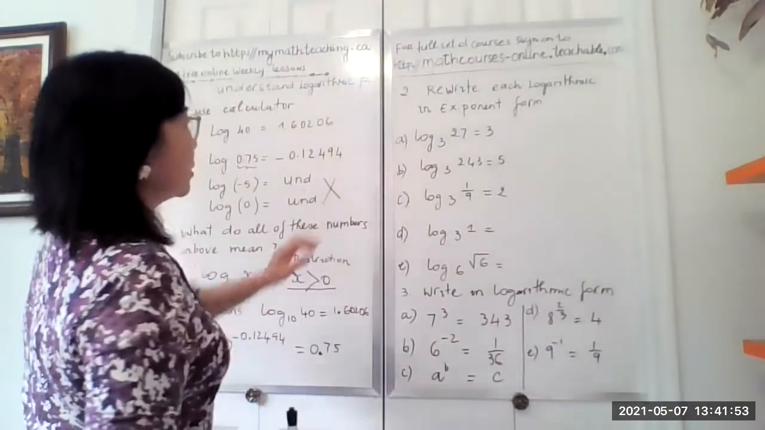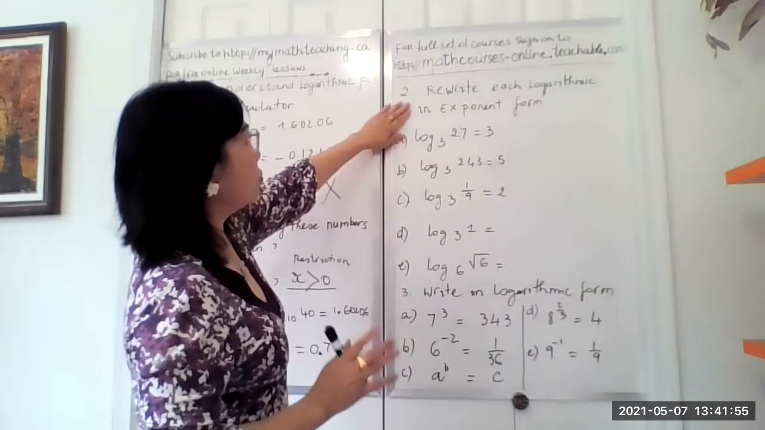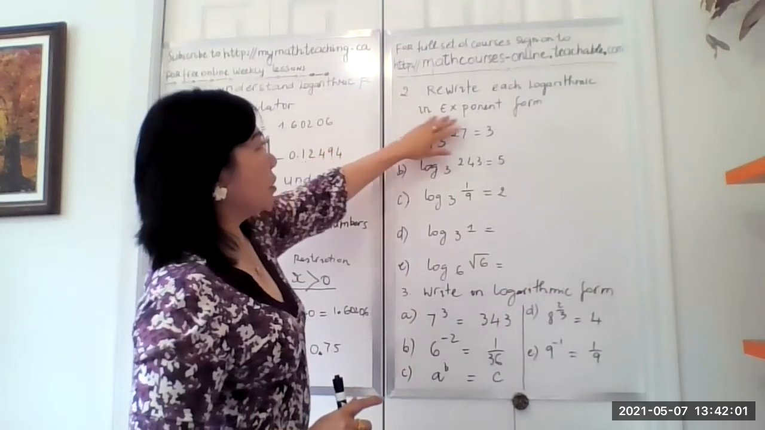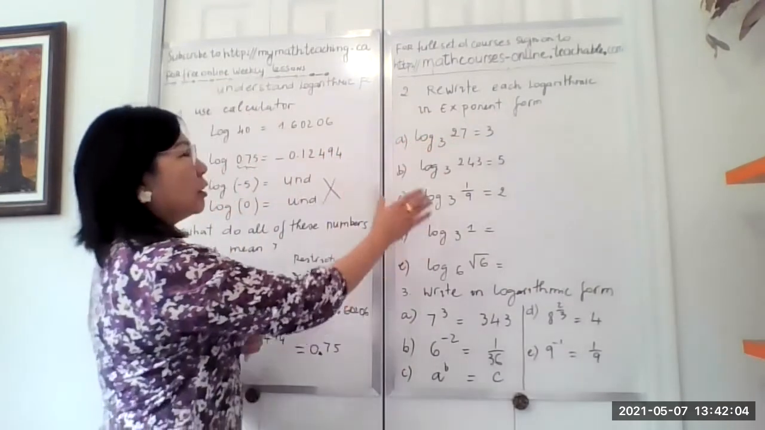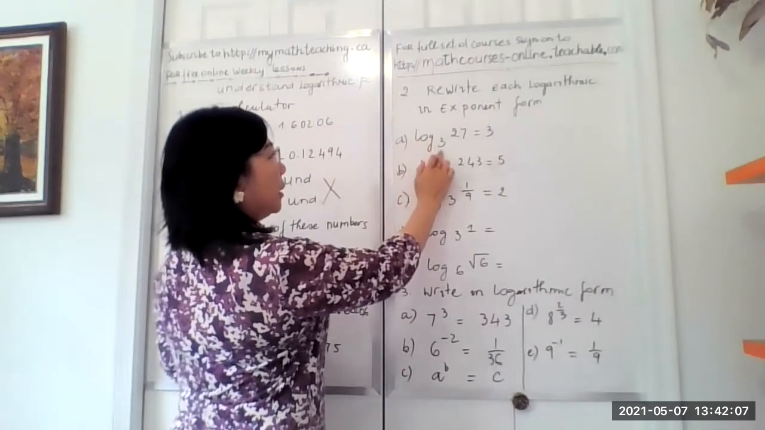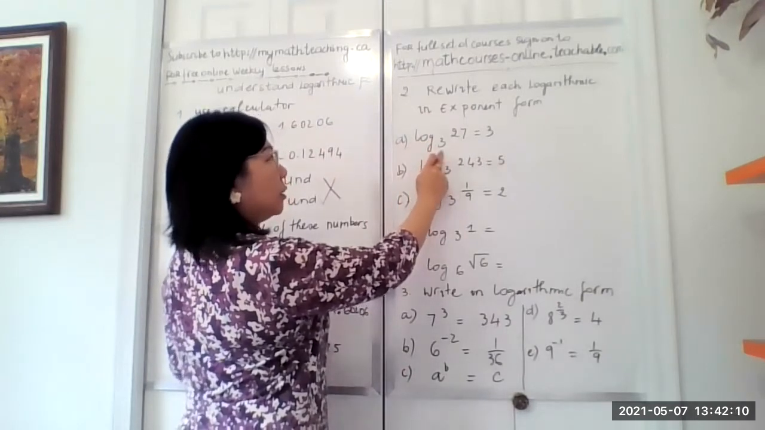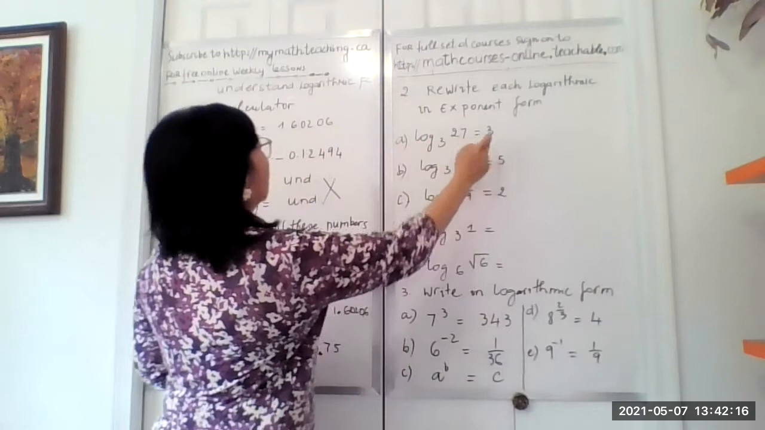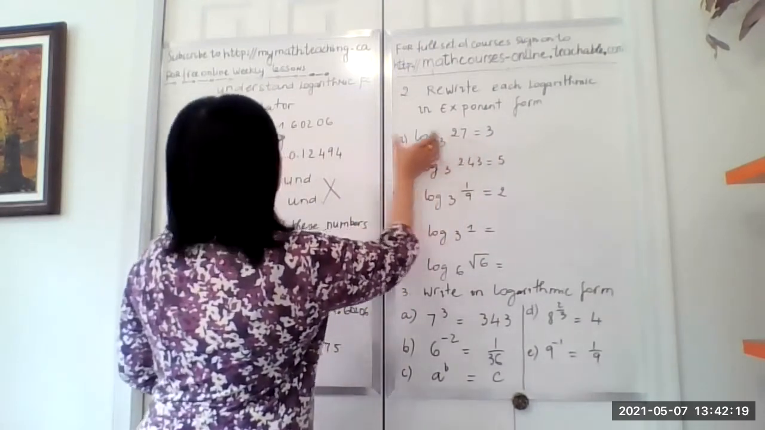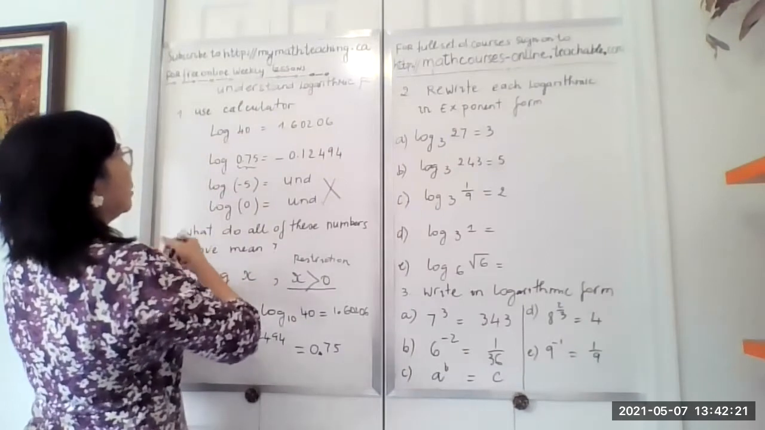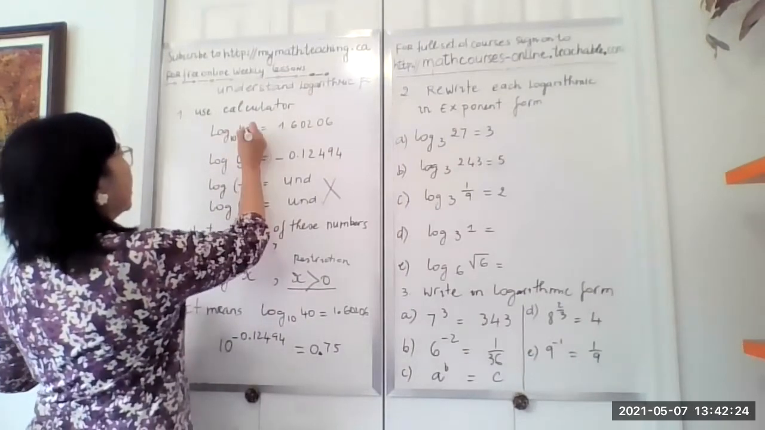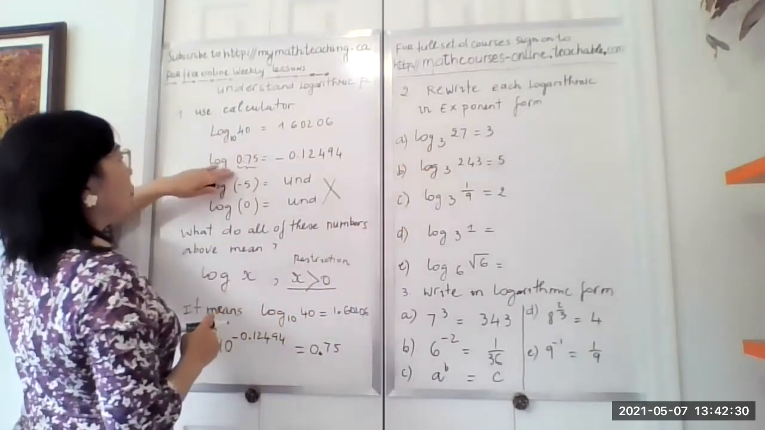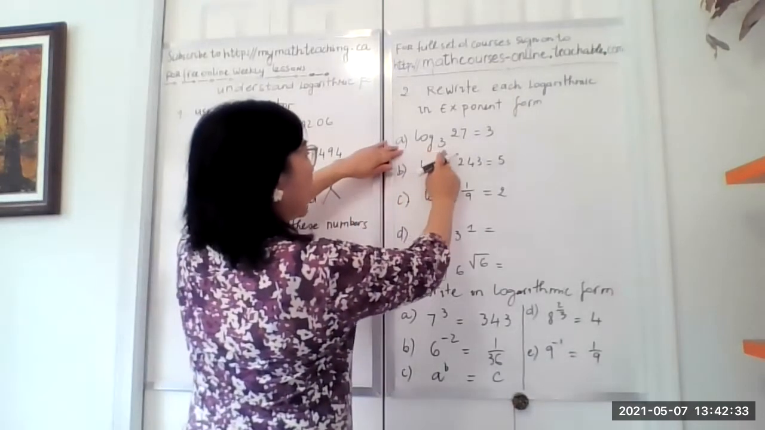So based on this understanding, we're going to progress to number 2. Rewrite each logarithmic in exponent form. So the logarithmic form has a log, and then the base here is number 3 of the number 27, equal 3. This is another way of writing it, because we can put here log of base 10 of 40 as well, similar to this. But for the base 10, we tend to omit it. But for base 3, we have to write it.